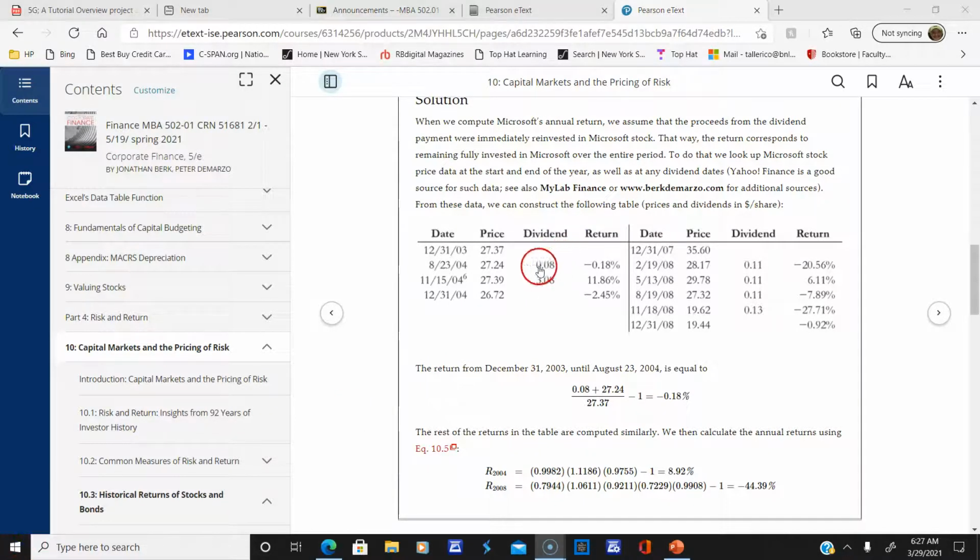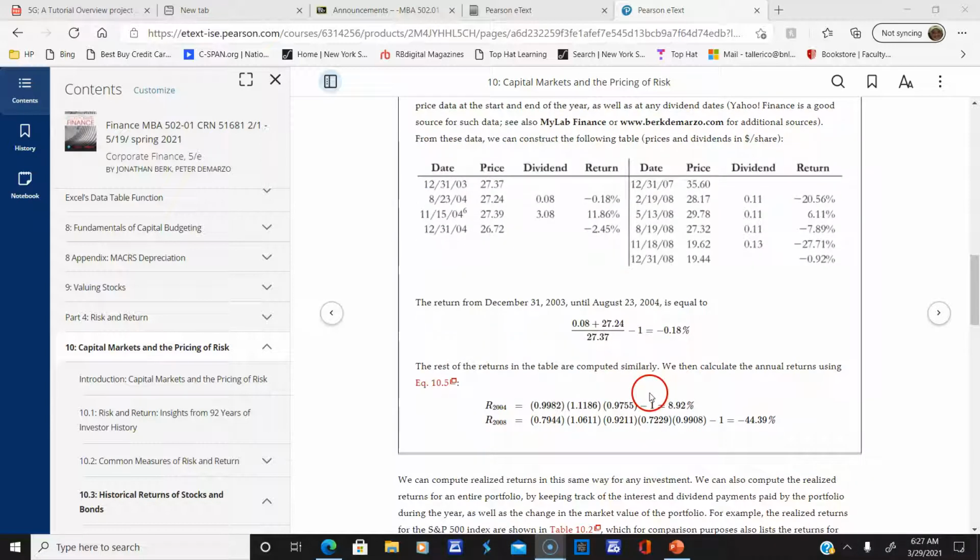So you can see they got an 8-cent dividend on the share here. And here is the stock price in 2004. So this is from December 31st to August 23rd. So you notice you lost money. And basically you do the rest of the returns in the table. Okay, so here's a 3-month period. And here's another basically period here.